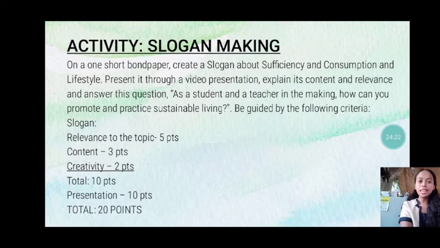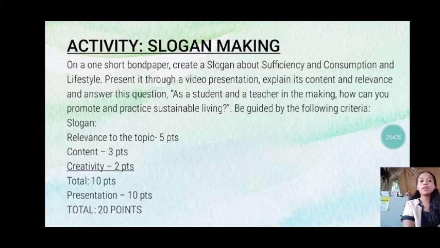So for your activity, it is slogan making. On a short bond paper, create a slogan about sufficiency and consumption and lifestyle and present it through a video presentation. So explain its content and relevance and answer this question. So in the video, you will show your slogan, of course, and explain how it is important to sustainable development, and how your contents or designs are related to the topic, things like that, and also answer this question: as a student and a teacher in the making, how can you promote and practice sustainable living?